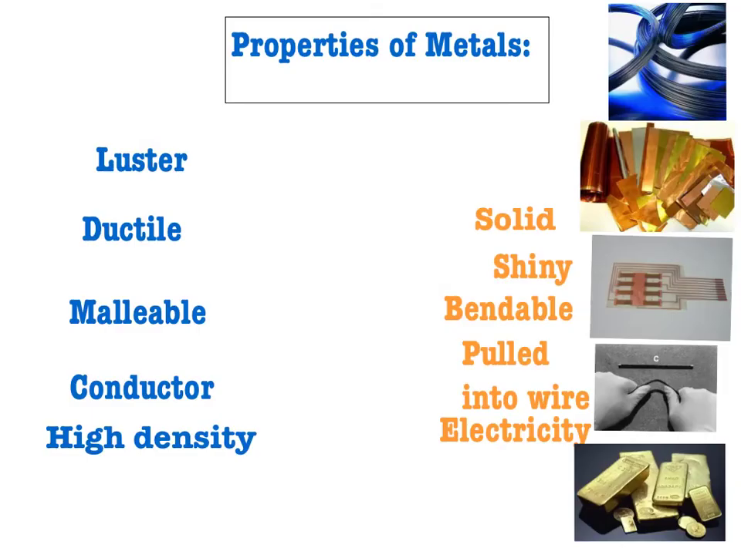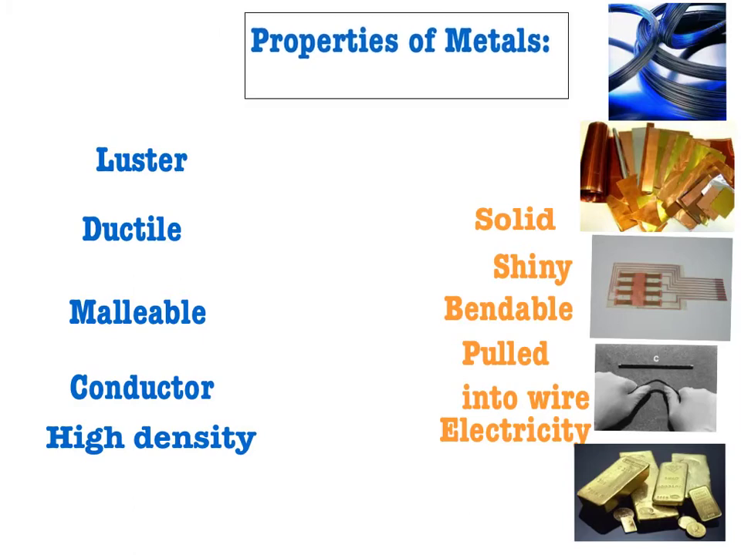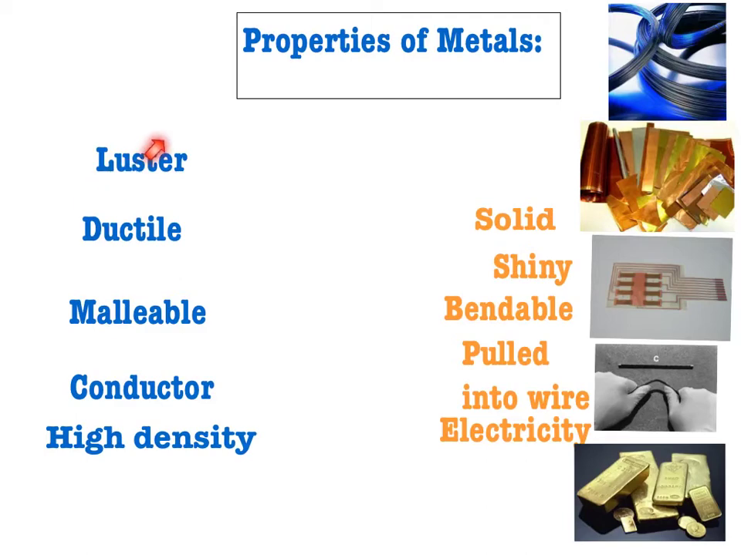Okay, now we're going to talk about properties of metals. We know that on the periodic table of elements, metals are on the left side, and the periodic table is made mostly of metals. The properties metals have are luster, ductility, malleability, they're good conductors, and they have a high density. So let's look at some examples and decide what that means.